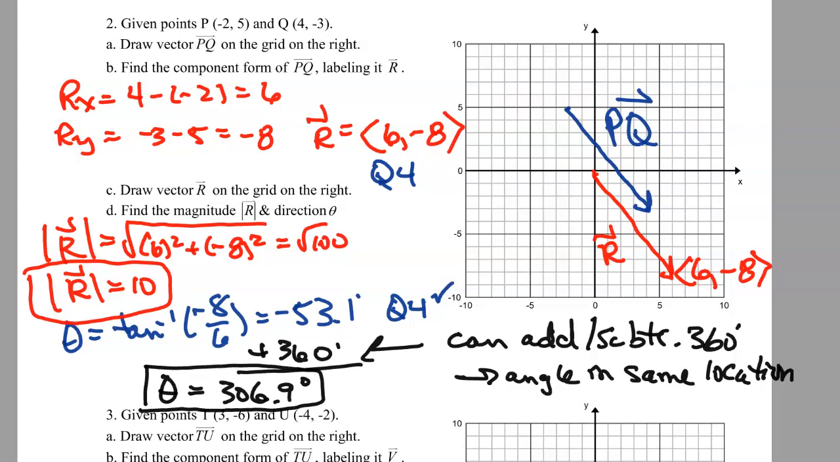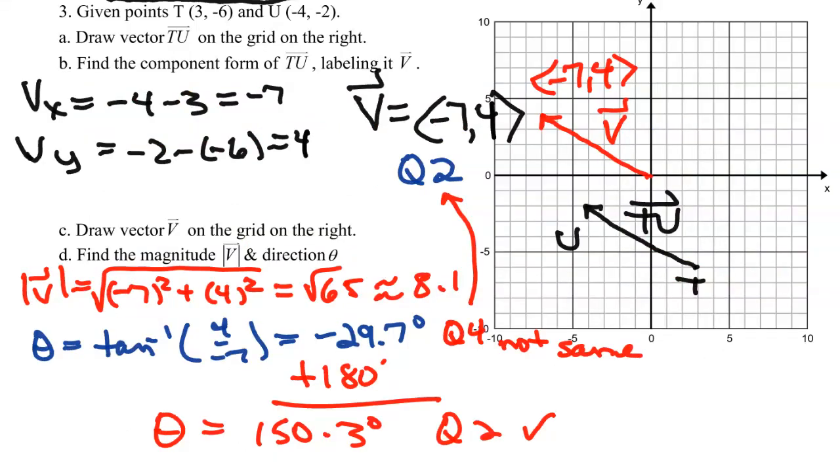But I didn't really like it that so much. So I decided to stay between 0 and 360, and I added 360. You can always add or subtract 360 to any angle that you want, because it gives you an angle in the same location as before. So instead of calling -53.1 degrees, I called it positive 306.9 degrees. Okay, please check your results. Pause the video if you want. I'm going to move on to question number 3.